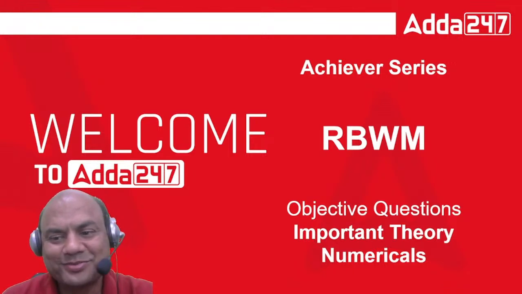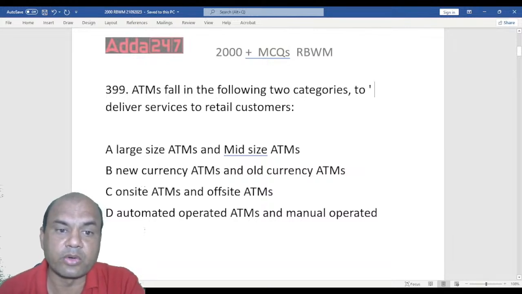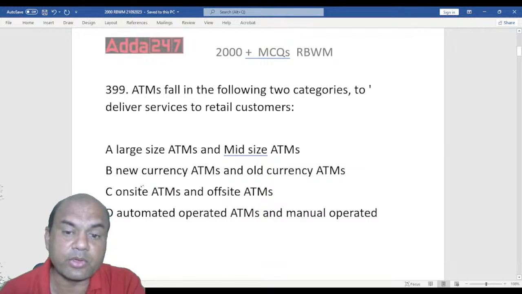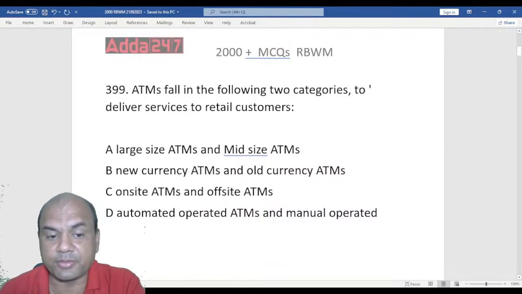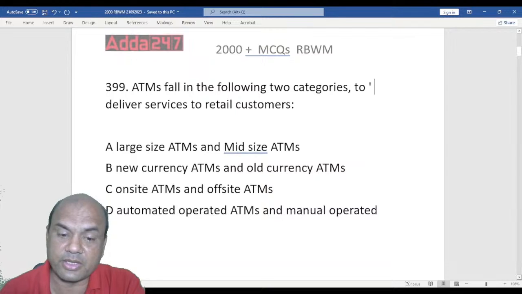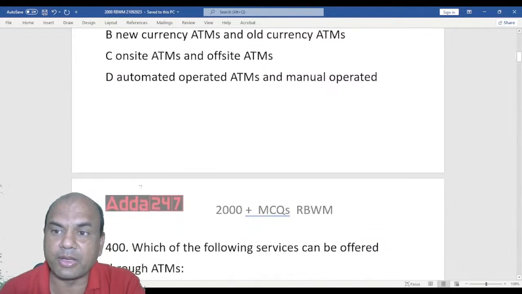Let's start. ATMs fall in the following two categories to deliver services to the customers. So ATMs fall in which two categories? Large size ATMs, mid size ATMs, new currency ATMs, old currency ATMs, on-site ATMs, off-site ATMs, automated operated ATMs and manually operated ATMs. So what is the right answer over here? Automated and manually operated.